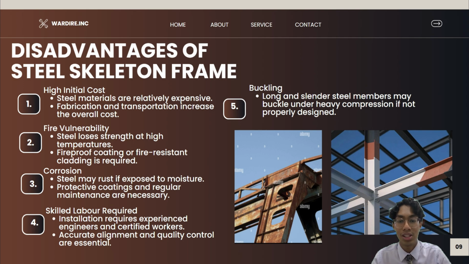Therefore, fireproof coatings, fire-resistant boards, or concrete encasement are commonly used. Another issue is corrosion. When steel is exposed to moisture and air for a long period, rust may develop. To prevent corrosion, steel members are protected using paint systems, galvanizing, or other protective coatings. Finally, steel erection requires skilled workers and strict quality control because incorrect installation may reduce structural stability. Proper engineering design is also important to prevent buckling of long compression members.